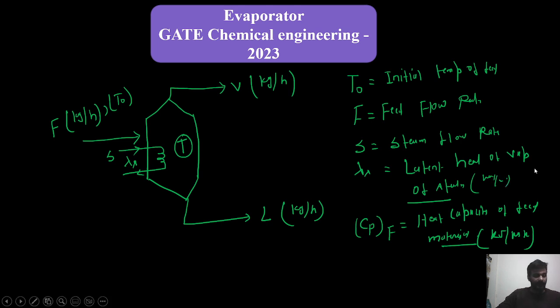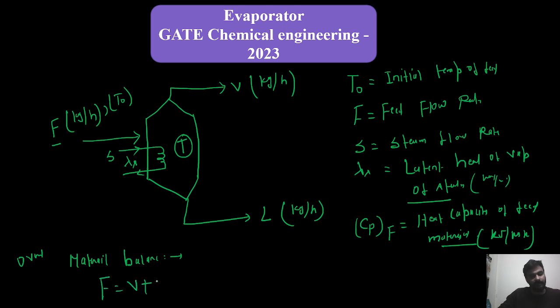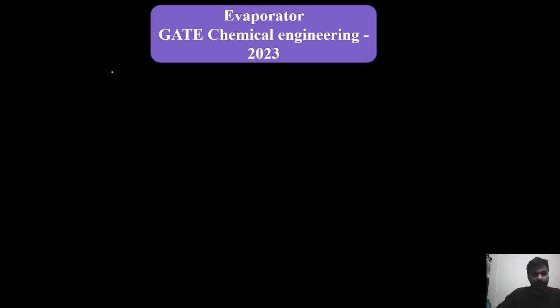So now coming to the material balance, right? Here you can see the feed is going in and vapor and liquid are coming out. So when we apply the overall material balance, can I write, my dear student, F is equal to vapor plus liquid component? That will be our equation first. So here we have written F is equal to L plus V. That is our equation first.